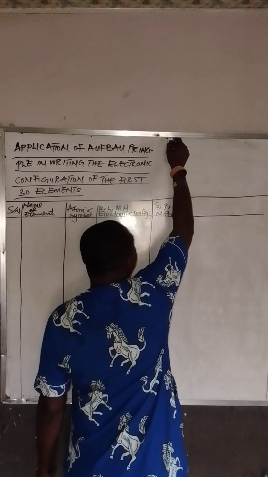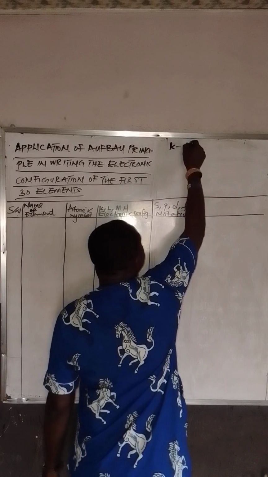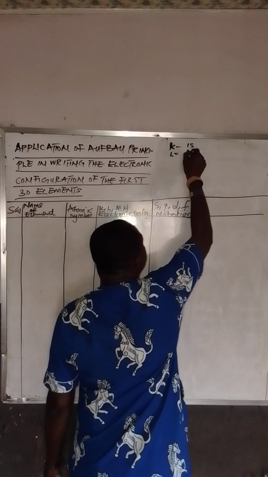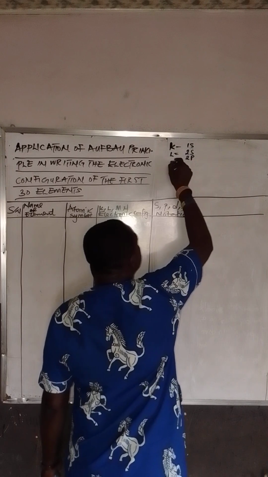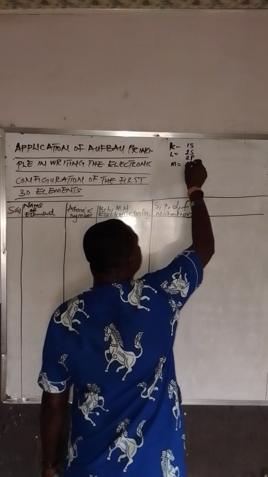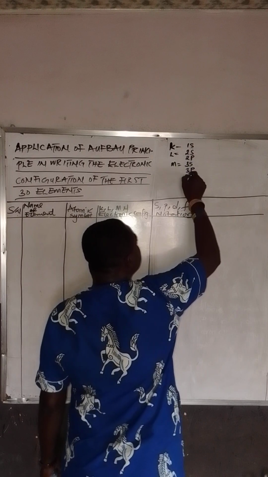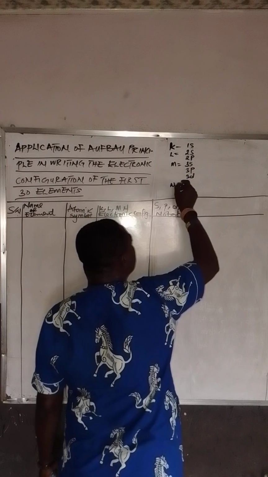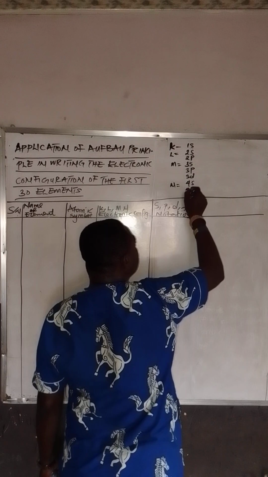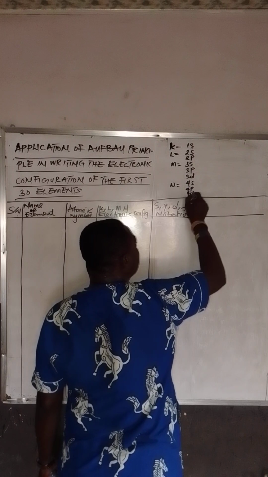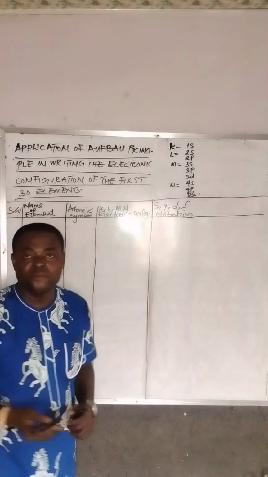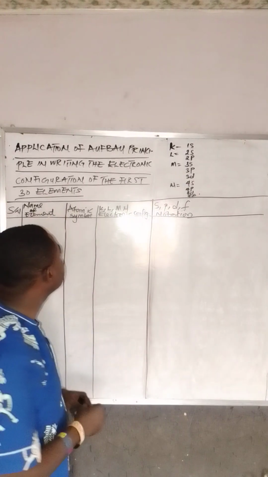Don't forget this arrangement. K shell contains one s orbital. L shell contains what? 2s and 2p. Then M shell contains what? 3s, 3p and 3d. Then N shell contains what? 4s, 4p, 4d and 4f. So don't forget these arrangements. We have done that in the previous video. You can watch out for it.